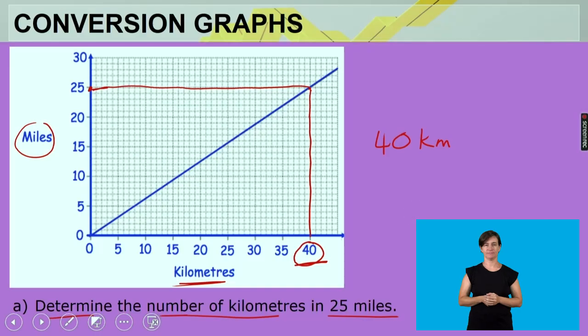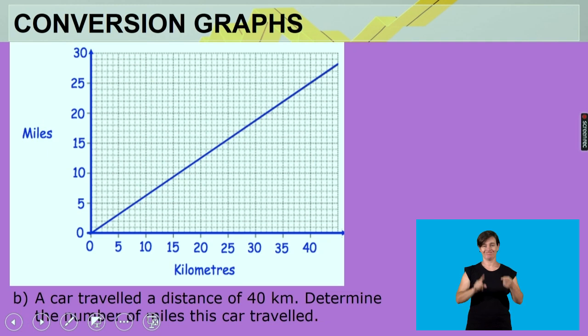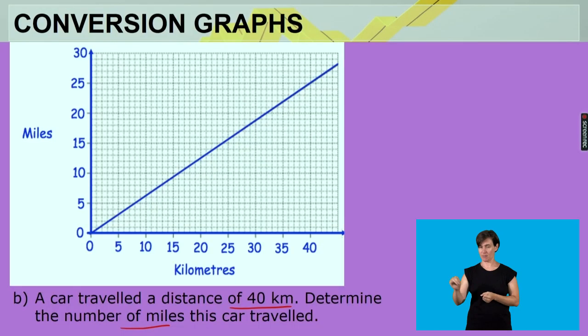Let's look at our second question. In question B, I've indicated here that a car traveled a distance of 40 kilometers. Determine the number of miles this car traveled. So now we are working with kilometers, and the car traveled 40 kilometers. We would like to know that distance not in kilometers, but as miles. Always important to understand the question. So first things first, let's find 40 kilometers.